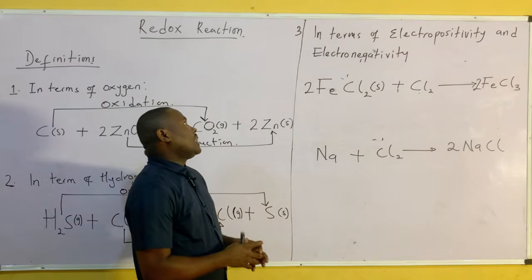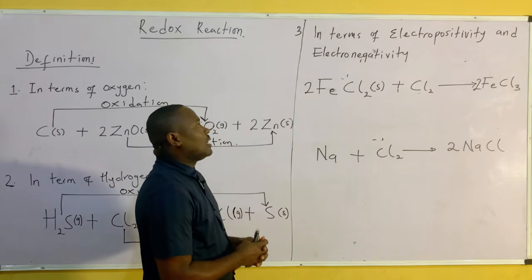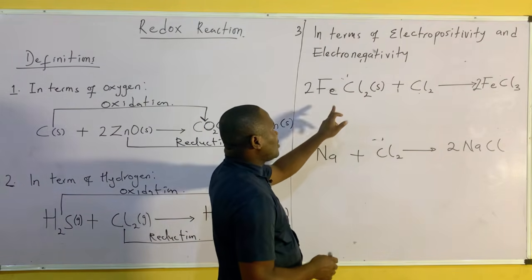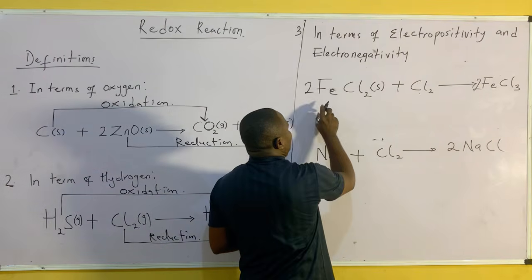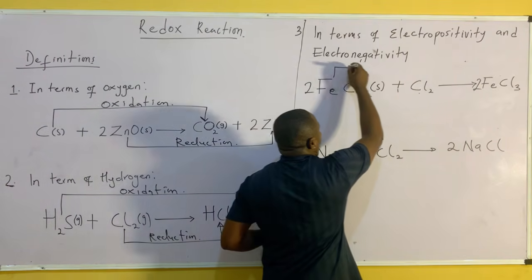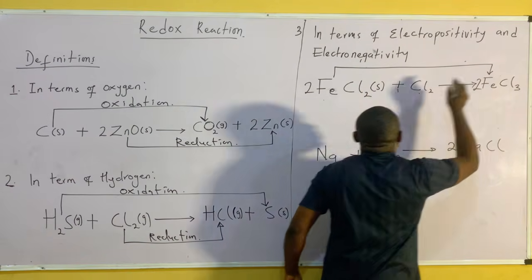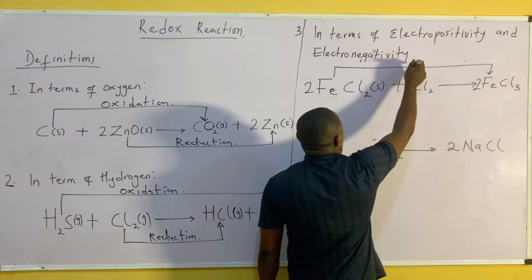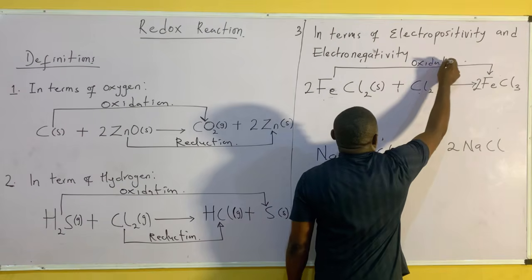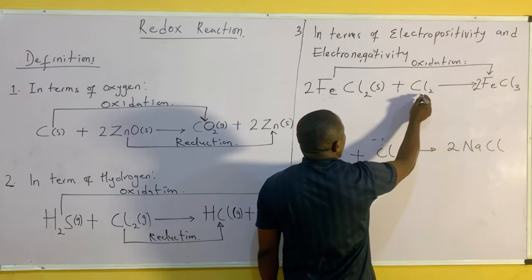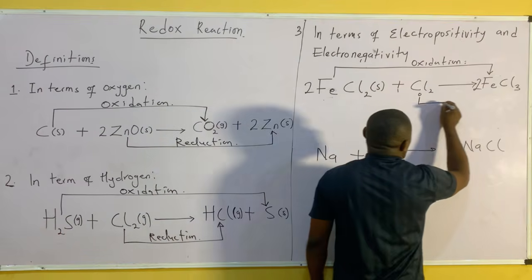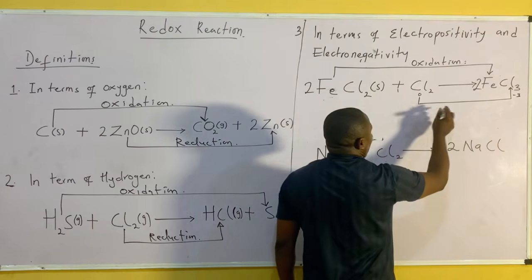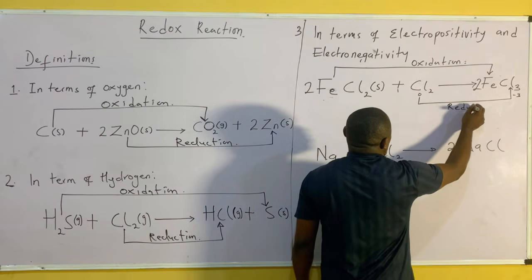Now let's look at it in terms of electronegativity and electropositivity. Now we have this. Look at this. What's happening here is this is iron 3, iron becoming this. So this is iron 2 becoming iron 3. So what is occurring here is oxidation. But this is 0 becoming -3. So this is -3. 0 to -3, this is reduction.